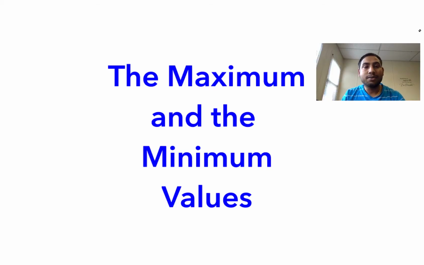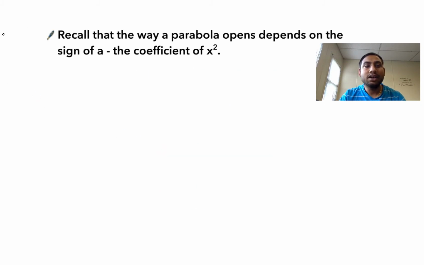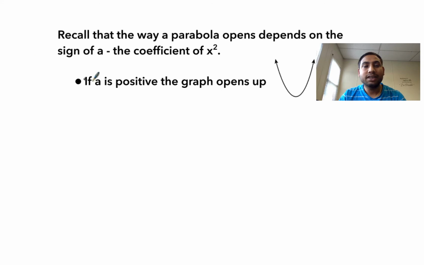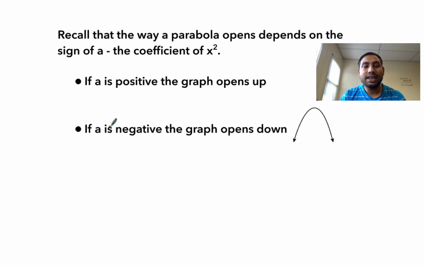In this video, we're going to talk about the maximum and the minimum values of a quadratic function. Now, recall that the way a parabola opens depends on the sign of a, the coefficient of x squared, right? So, if a is positive, then the graph opens up like this. If a is negative, then the graph opens down like this, right?